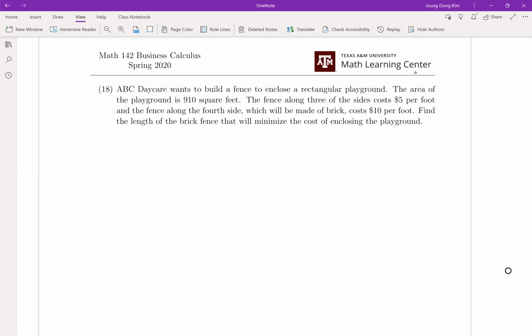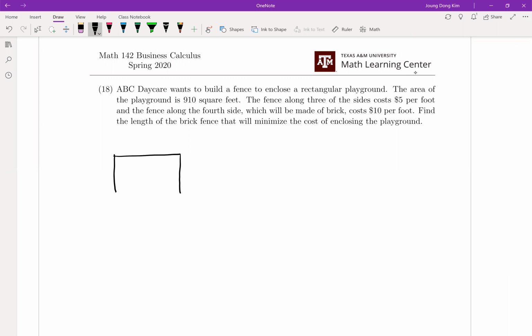They talk about the daycare, the rectangular playground, okay? Whenever you have this kind of problem, I strongly recommend you draw the rectangle. That is your playground. When I taught this course, whenever you drew this rectangle, I gave 1 point, even if your answer was wrong. I don't know about your instructor though. Let me give the dimensions: let's say this is X and this is Y, and therefore this is also Y and this is X.